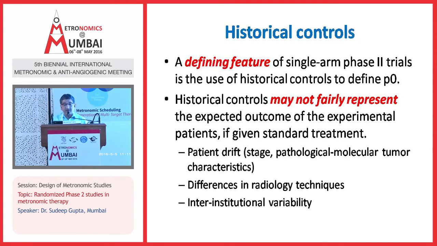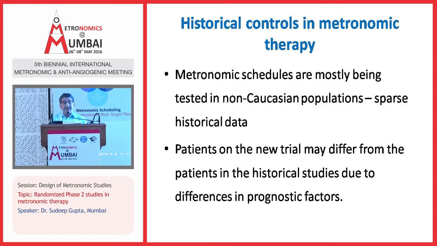So let me first talk about historical controls. As I said, this is a defining feature of single arm studies. Historical controls, for a variety of reasons, may not fairly represent the expected outcome in the current cohort being studied. And there is patient drift due to a variety of factors. There is downstaging. The pathological characteristics have changed. There is a difference in the radiological evaluation of patients. There is interinstitutional variability. And in metronomic schedules, most of these patients are being tested in non-Caucasian populations, where historical data is actually sparse and not that robust.